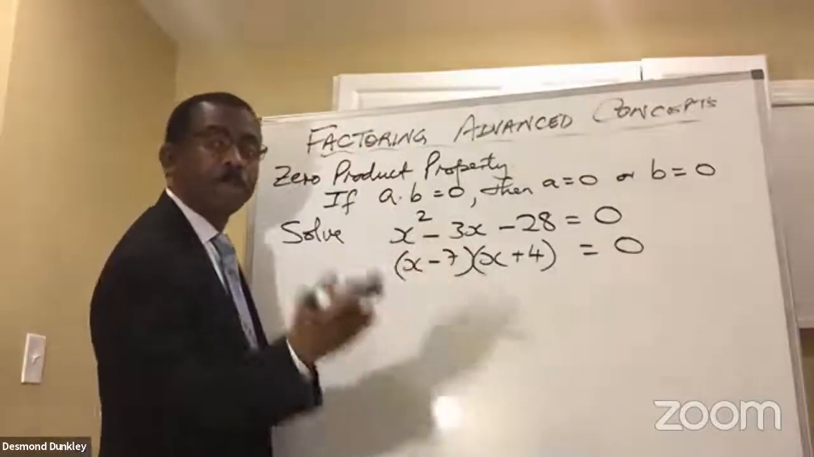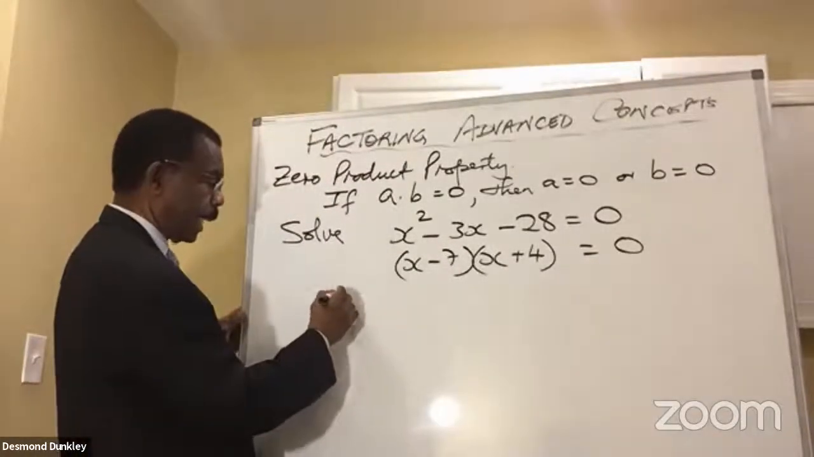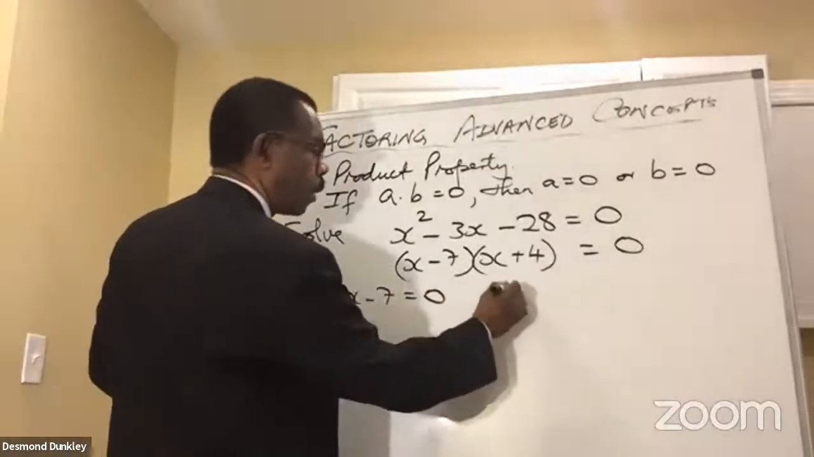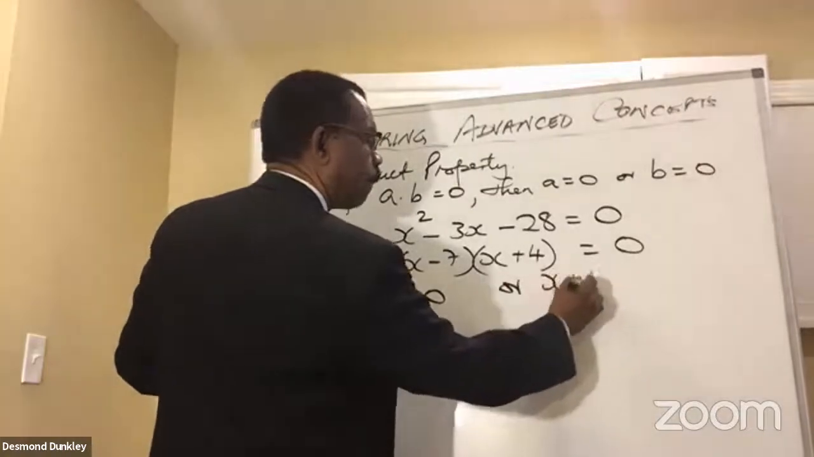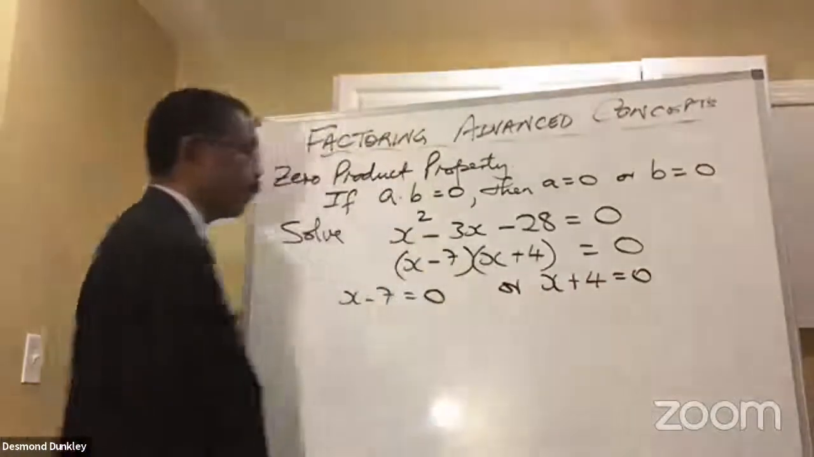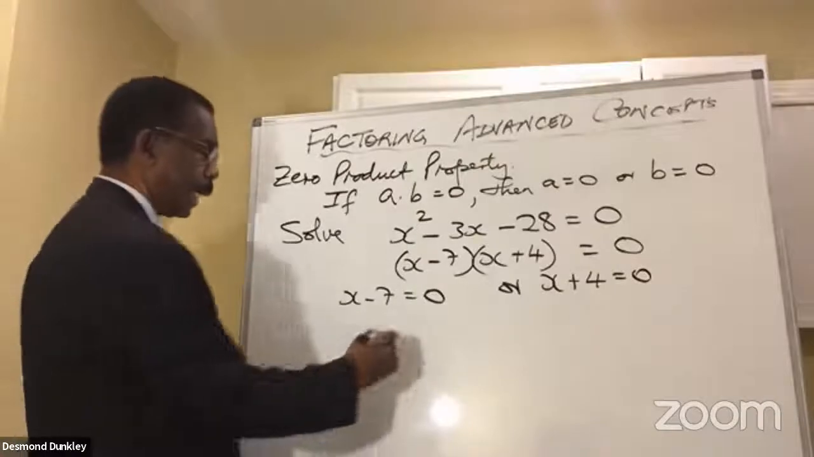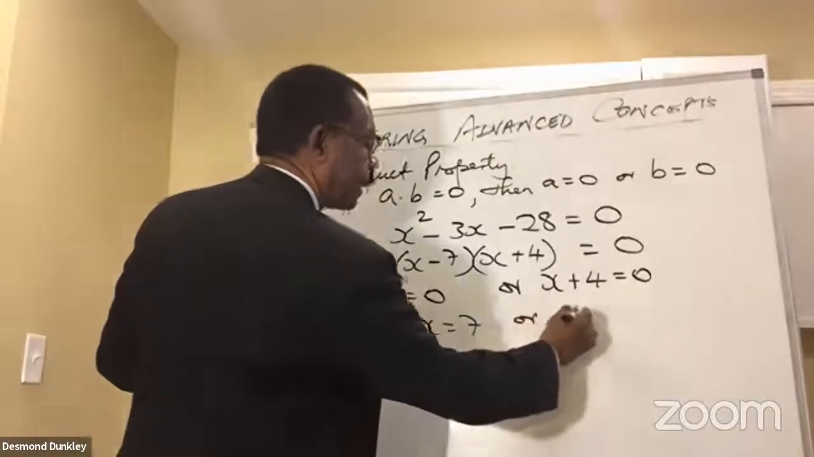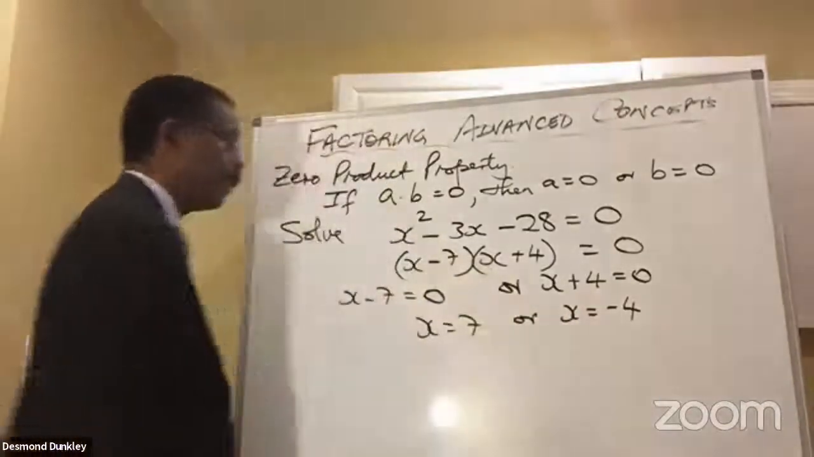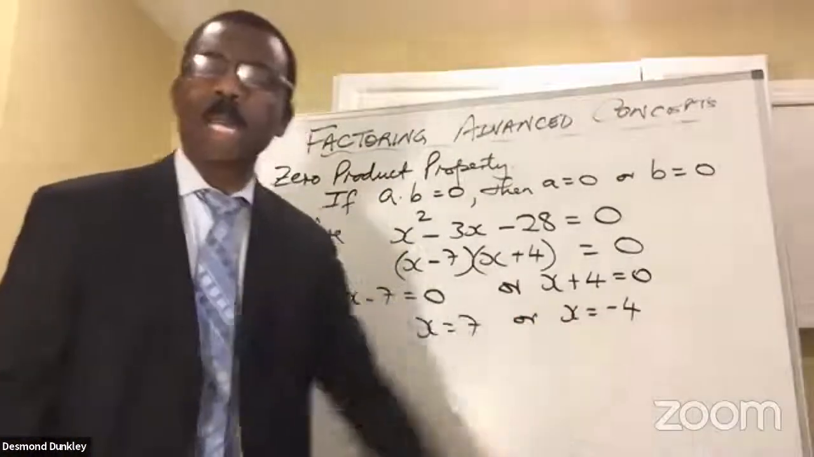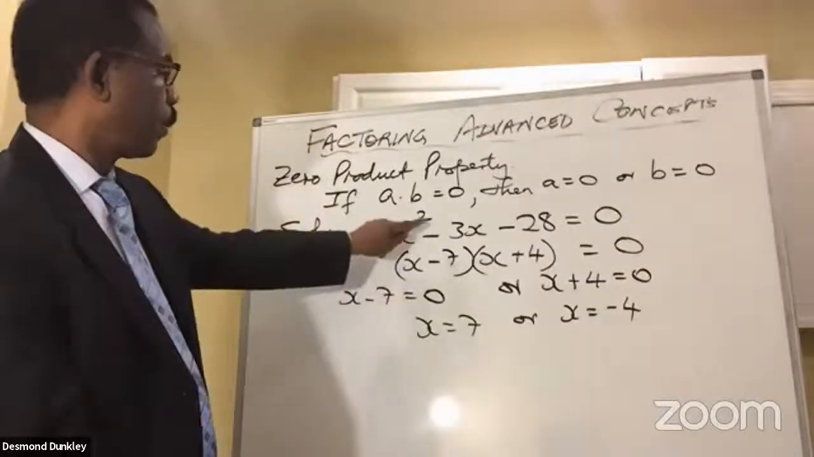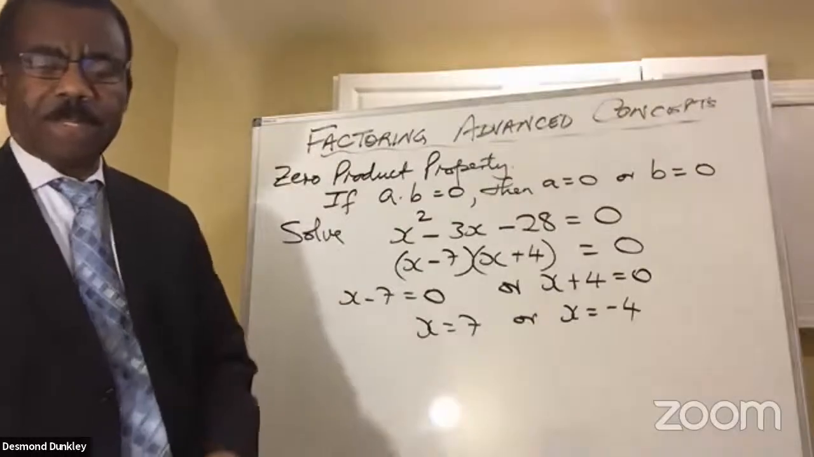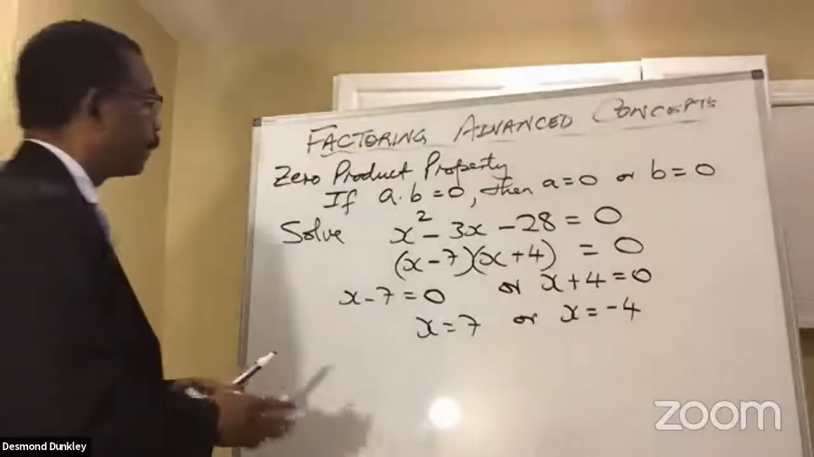So the zero product property says x minus 7 is equal to 0 or x plus 4 equal to 0. When I solve this, I get x equal to 7 or x equal to -4. Look at it. This is how we get our two answers that we're looking for. It's squared, so you're looking for two answers. There it is. Okay? Let's try another one.